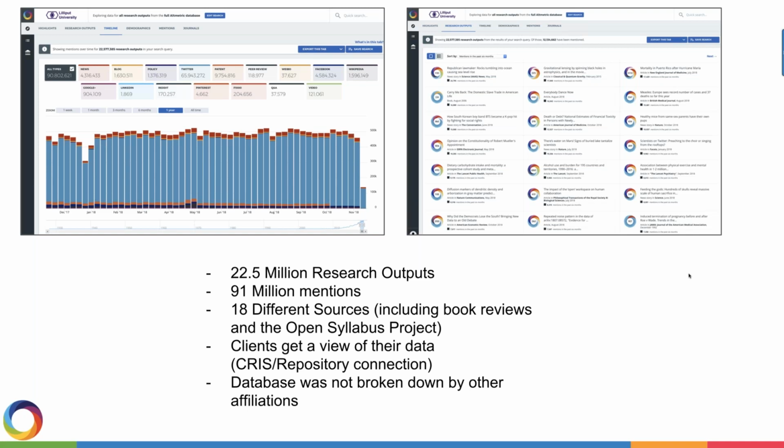There are actually 18 different sources of attention if you include the book reviews and the open syllabus project, which don't appear on the large left-hand image that you see there, which is scoped to the previous year's attention. And so within that database, the first step we had taken back when we launched in 2014 was, well, we can take this database, which previously was used by publishers, and we can implement a view of it that would give you your affiliation.